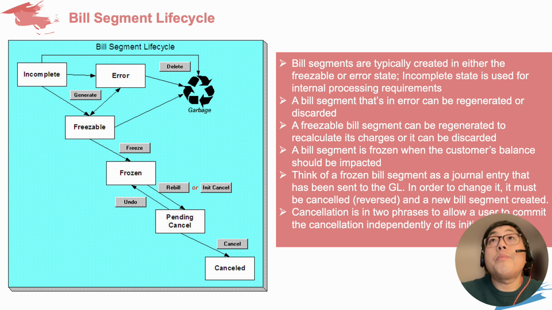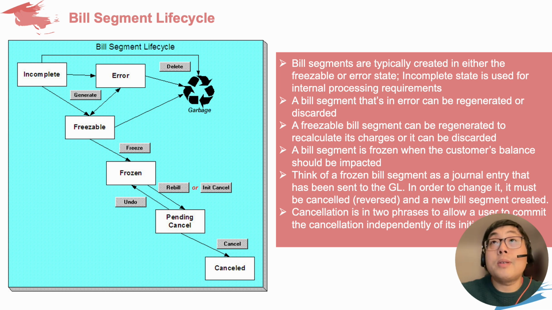So first of all, the bill segments are typically created in either freezable or error state. Okay, there is a state called incomplete, which is normally used for internal processing. So you don't see that very often. You don't actually see that on any bill segment created in that status. Now, after that, a bill segment in error can be regenerated or discarded.